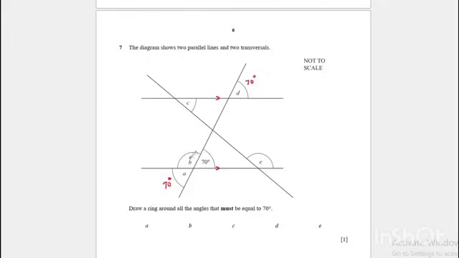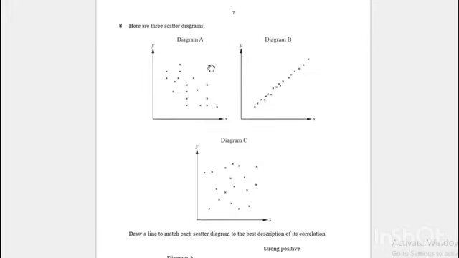So this B can be 110, but there is no need to write those answers because we are looking only for the angles that must be equal to 70. Draw a ring around all the angles that must be equal to 70. So A is 70 and D is 70. E cannot be 70. B is 110, and C is less than 70. So only A and D are the correct answer, which show 70 degrees, and the rules we apply are vertically opposite angles as well as corresponding angles. That will help us to say D is 70 and A is 70.